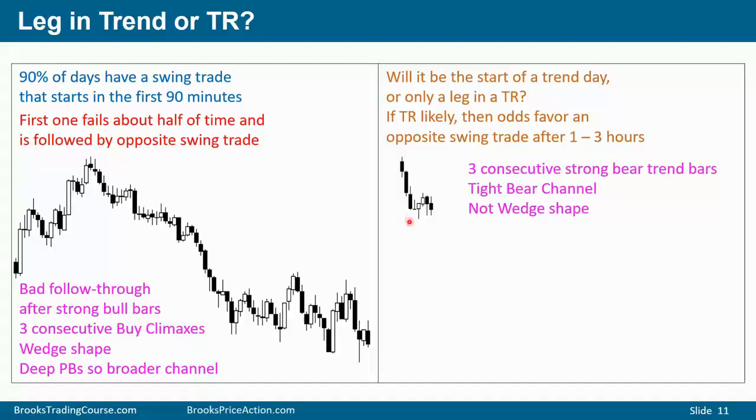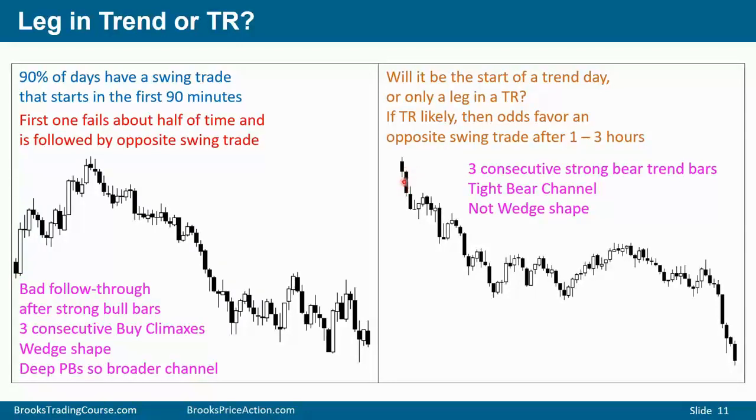3 consecutive bear bars on the open, decent sized bodies, 2 particularly big bear bars closing on their lows. Very tight bear channel here, not a wedge shape. This is probably either the start of a bear trend or of a trading range. The market's clearly always in short, and it's reasonable to be short, hoping that this is the high of the day and that we're getting a swing down.